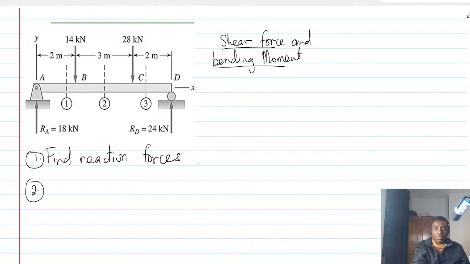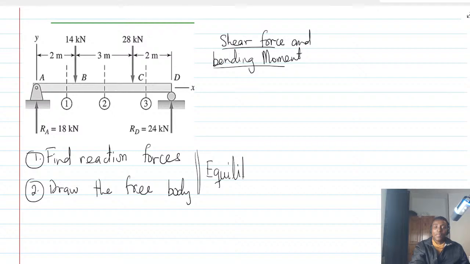And then number two, after solving for the reaction, draw the free body diagram. In fact, if you don't draw the free body diagram, you cannot even solve for the reaction. So this one and this one, they go hand in hand. I think these are the two steps first. And these two steps are actually equilibrium of a rigid body.